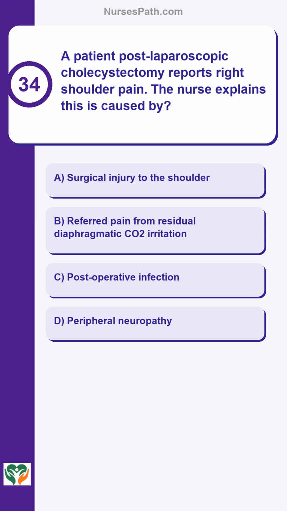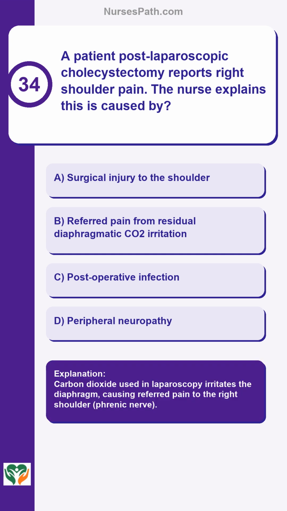The nurse explains this is caused by surgical injury to the shoulder, referred pain from residual diaphragmatic CO2 irritation, postoperative infection, or peripheral neuropathy. Carbon dioxide used in laparoscopy irritates the diaphragm, causing referred pain to the right shoulder, phrenic nerve.